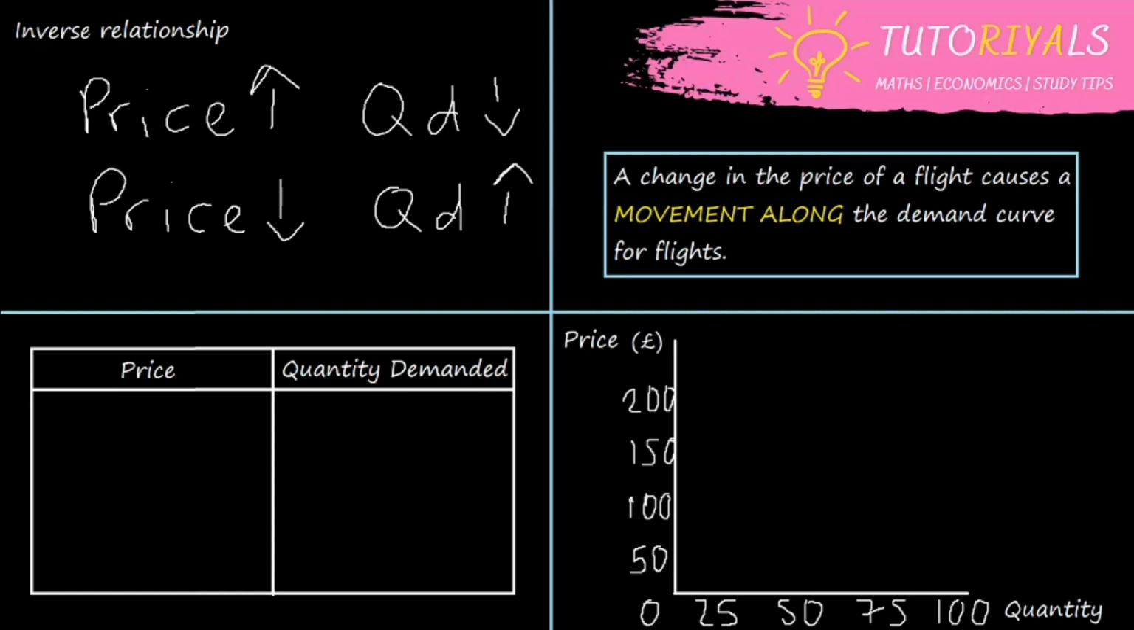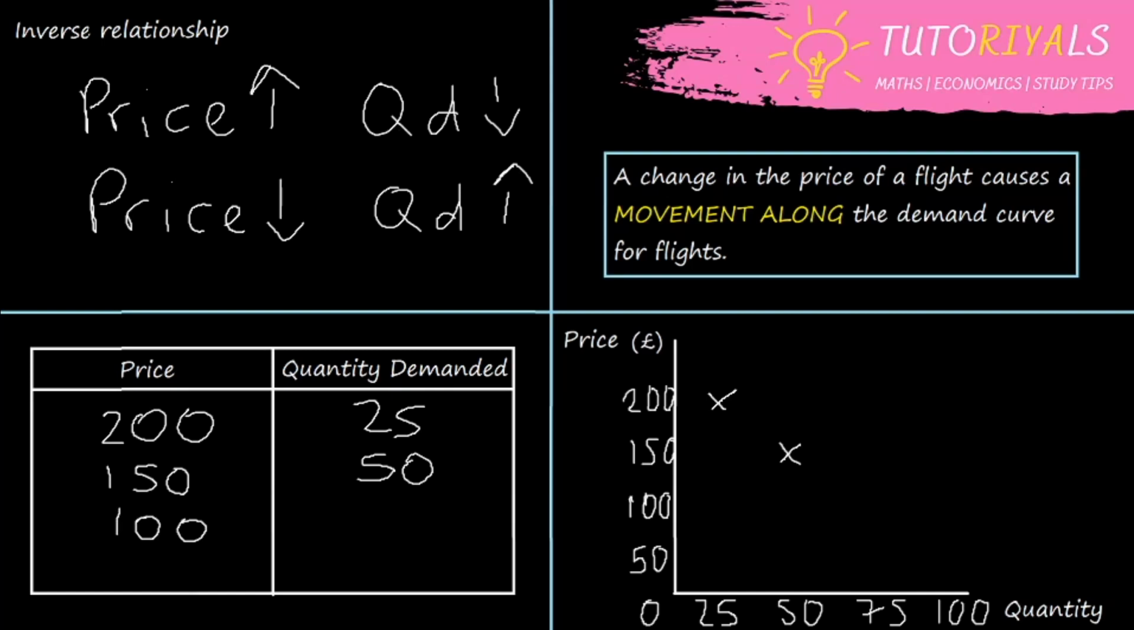Let's take the price of a flight from London to Paris, for example. If the flight was £200, which is quite expensive for this journey, perhaps only 25 people would book it, those that really needed to make the trip. Say the price fell to £150 maybe, which is a bit more reasonable. Maybe 50 people would book this flight. At £100, more people would be tempted to book, and maybe in this case 75 people choose to do so.